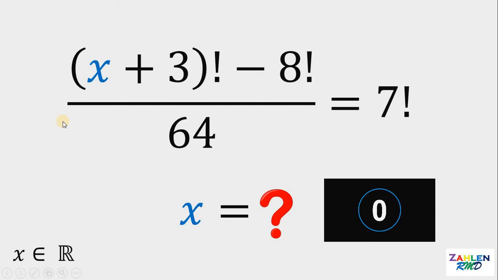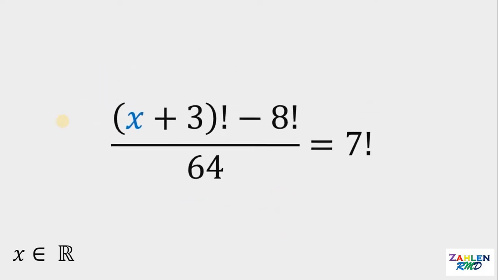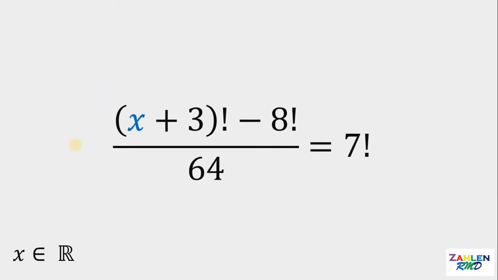Now let's answer this question together. Our goal here is to solve for the real value of x. Before we start, let's recall what a factorial is. In mathematics, the factorial is the product of all positive integers less than or equal to the given positive integer, and is denoted by that integer and an exclamation point.